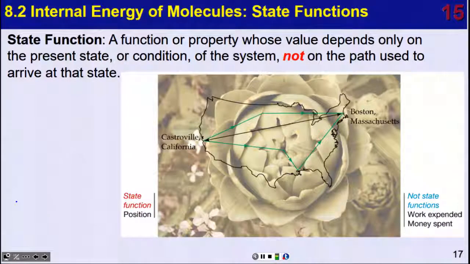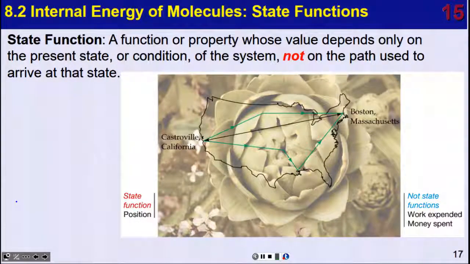All right, now, further topic in this section is a little funky to think about. It's called state functions. And state functions are properties of a system, a reaction or such, that has a value that depends only on the present state or a condition of the system, not on the path used to get there. So it's position, for example. And so the state function is a position.